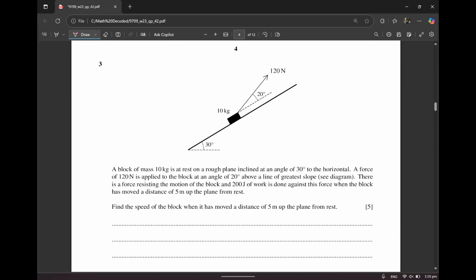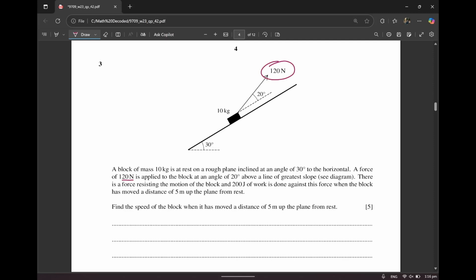All right, moving on to question number 3. It says a block of mass 10 kg. So the diagram is drawn here for you. You won't have to draw it yourself. A block of mass 10 kg is at rest on a rough plane inclined at an angle of 30 degree. A force of 120 Newton is applied, which is shown over here, to the block at an angle of 20 degree above a line of greater slope.